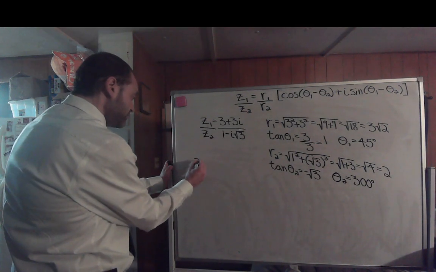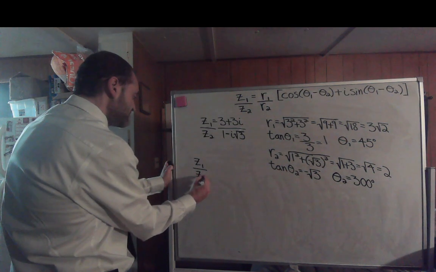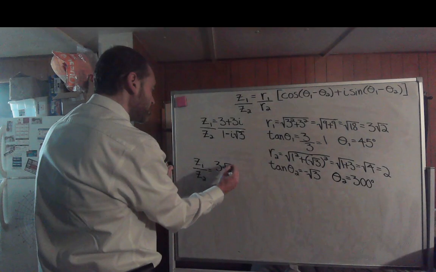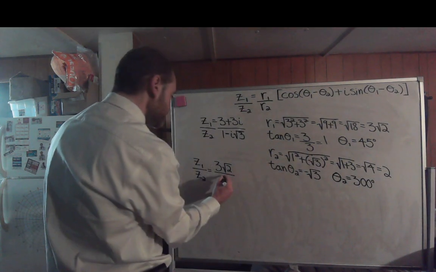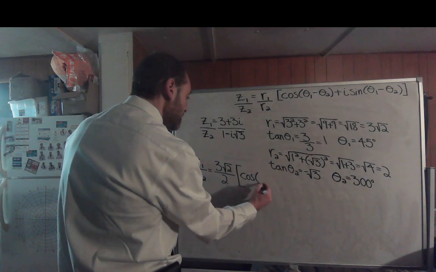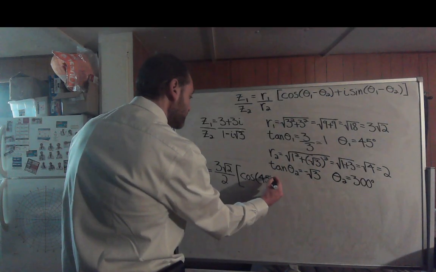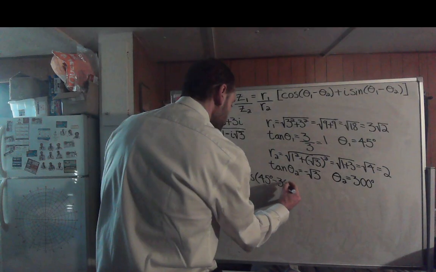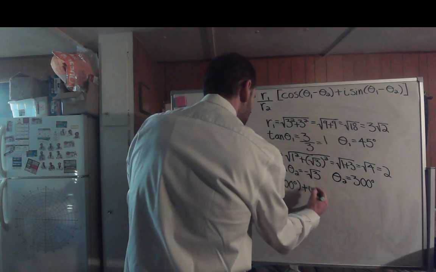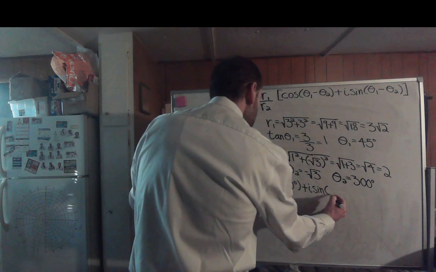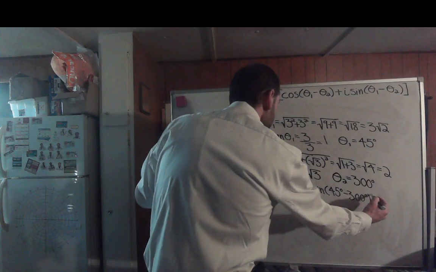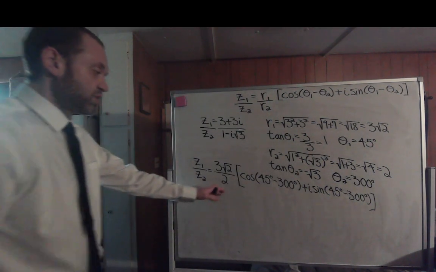So to find the division of these complex numbers, z sub 1 over z sub 2, that's going to equal your r sub 1, which is 3 times the square root of 2, all over r sub 2, which is 2, times the cosine of that theta sub 1, which is 45 degrees, minus your theta sub 2, which is 300 degrees, plus i times the sine of 45 degrees minus 300 degrees. So there you're starting out with your trig form.